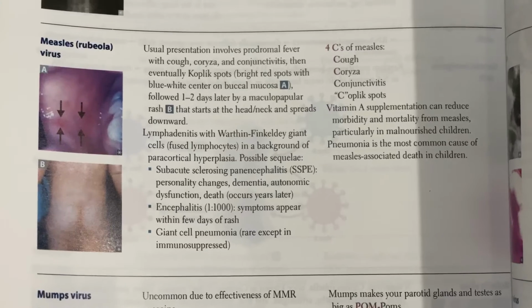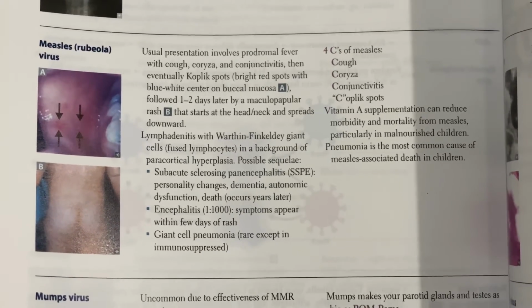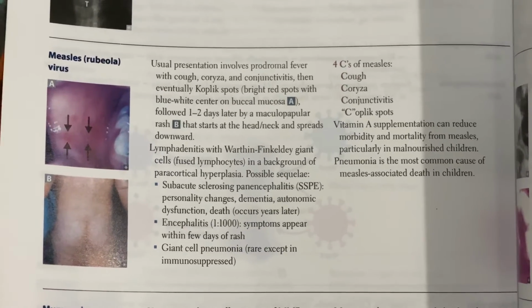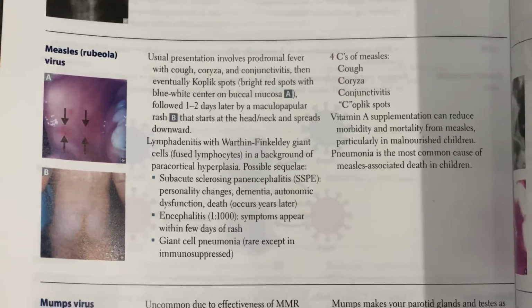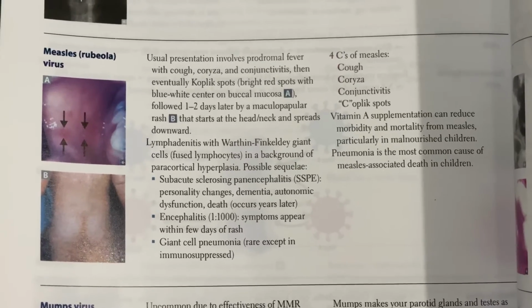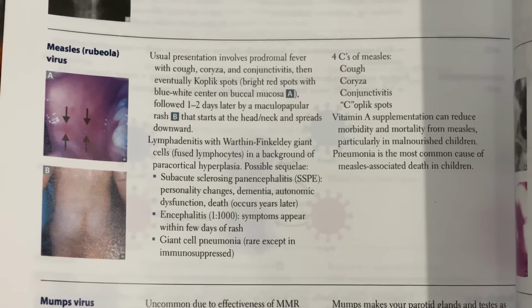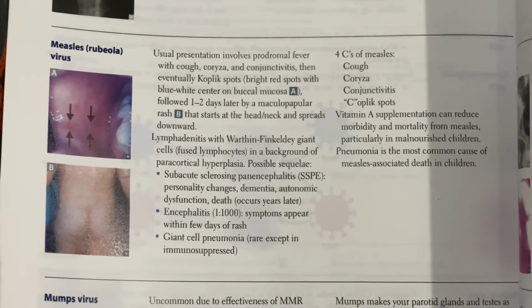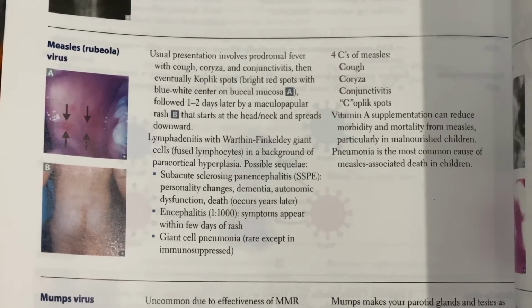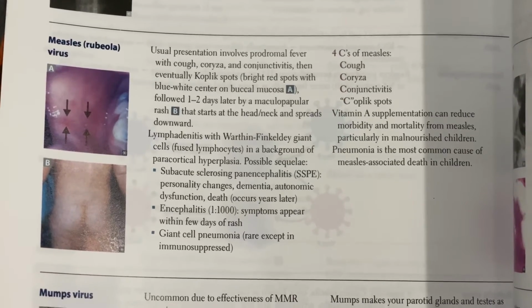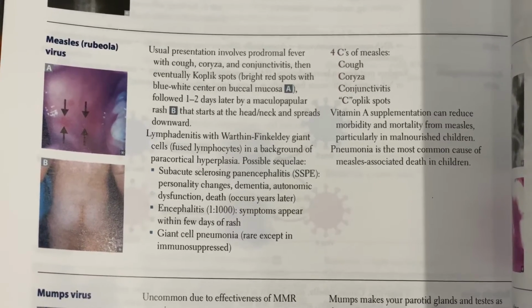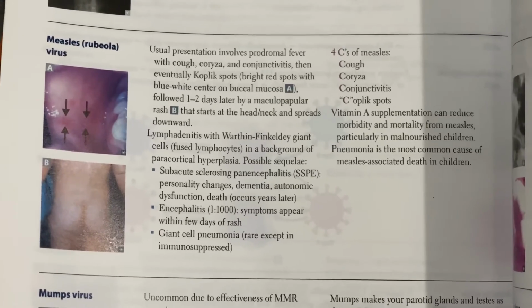Giant cell pneumonia, usually rare except in immunocompromised patients. Here's a mnemonic for measles, 4C: cough, coryza, conjunctivitis, and Koplik spots. Vitamin A supplementation can reduce morbidity and mortality from measles, particularly in malnourished children. Pneumonia is the most common cause of death in measles, associated death in children.